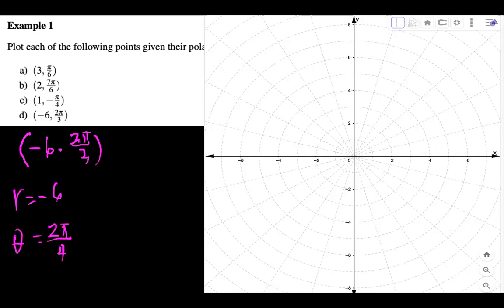Siguro may nag-advance na sa inyo. Sige, tanong, how do I plot these points? Or point pala. Isa lang pala ito. Guys, paano ko to gagawin? Or paano i-plot?